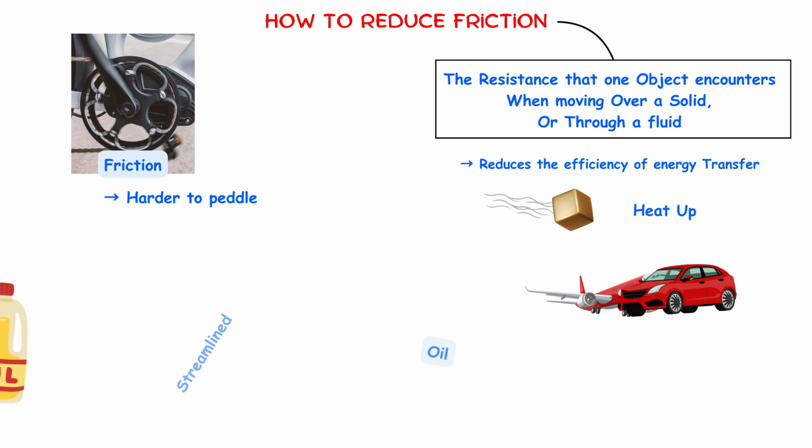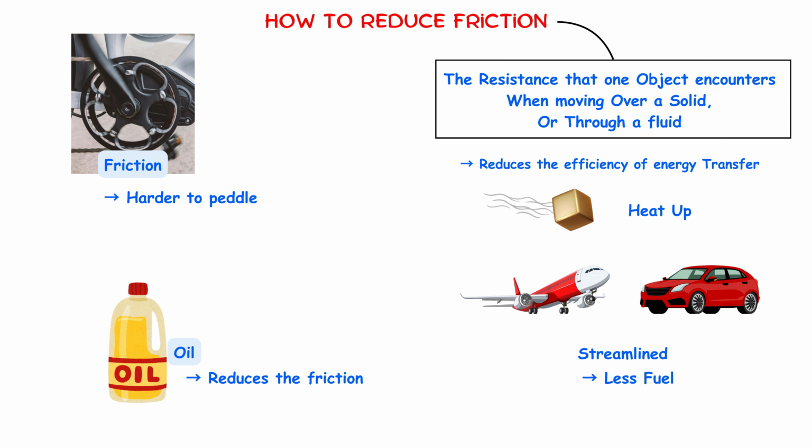The last thing we need to look at is how to reduce friction, which, remember, is the resistance that an object encounters when moving over a solid or through a fluid. The problem with friction is that it reduces the efficiency of energy transfer and can cause objects to heat up. For example, the friction between the cogs and chain of a bicycle makes it harder to pedal, but by adding oil, which is a type of lubricant, we can reduce that friction and so make cycling easier.